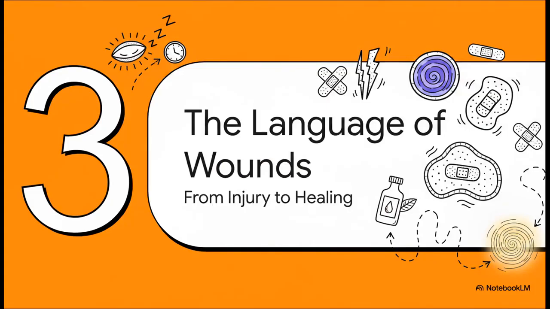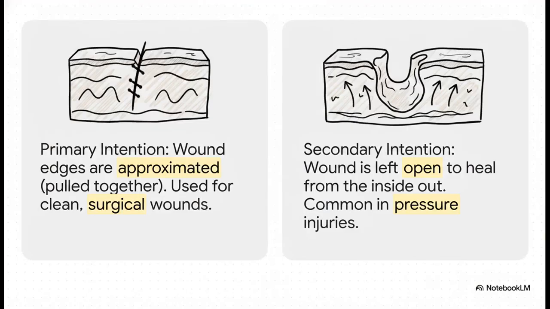All right, let's switch gears. We've talked about how the body restores itself from the inside with sleep. Now let's talk about how it restores itself from the outside by learning the language of wounds. Okay, so generally, wounds heal in one of two ways. Primary intention is the ideal scenario. Think of a clean surgical cut, where the edges can be neatly stitched or stapled back together.